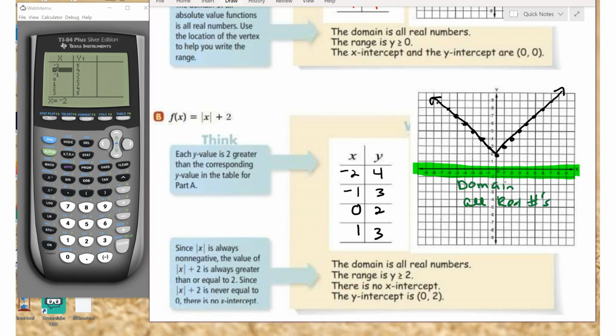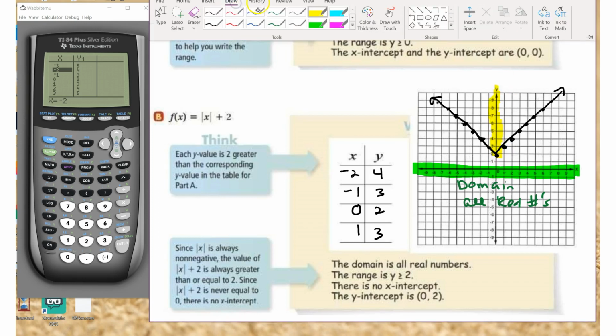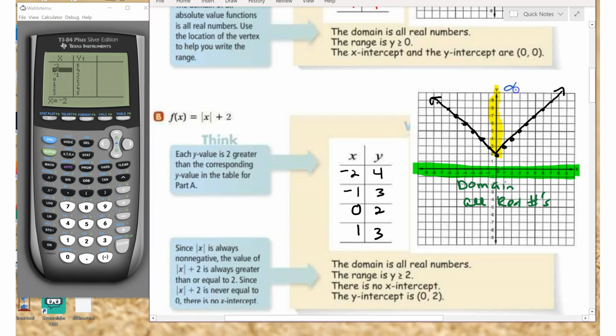The range is all the possible y values. So in this case, the lowest y value is 2. And it goes towards infinity. So this is positive infinity, this is negative infinity, this is positive infinity. So our range is going to be anything that is greater than 2. So we say y is greater than or equal to 2. There is no x-intercept because it doesn't cross the x-axis. The y-intercept is 0, 2.